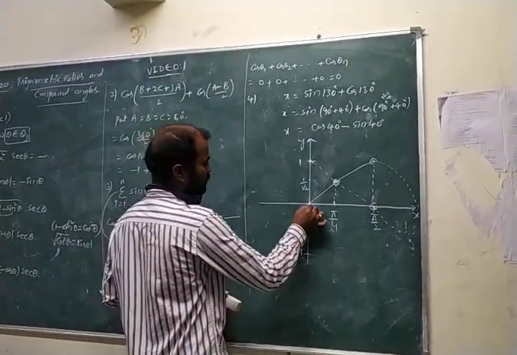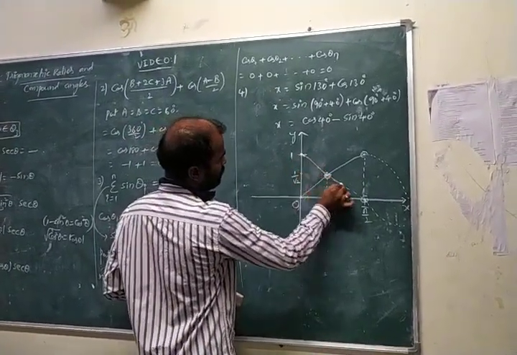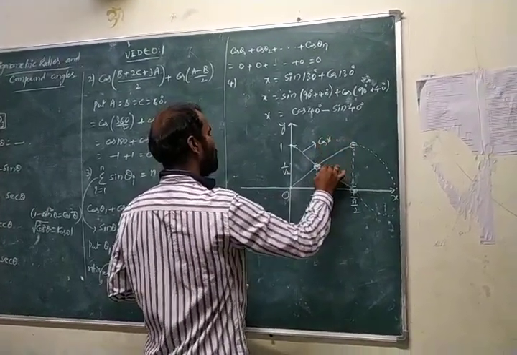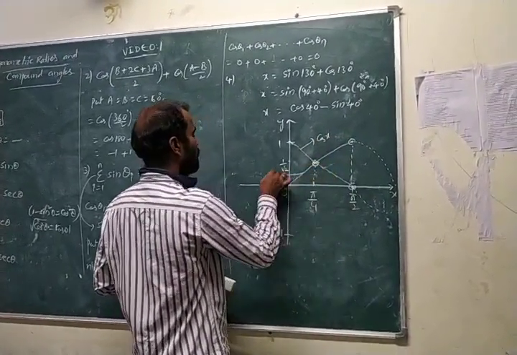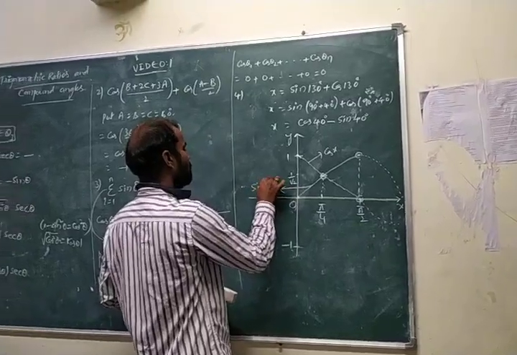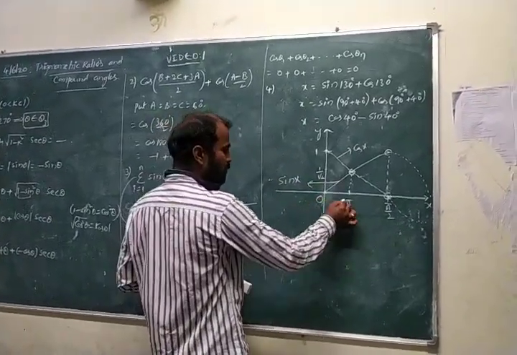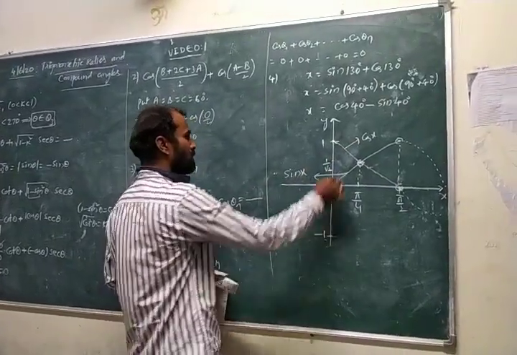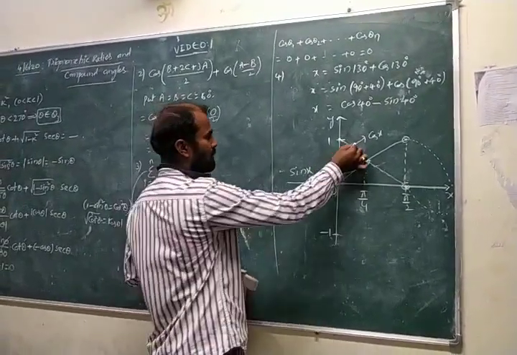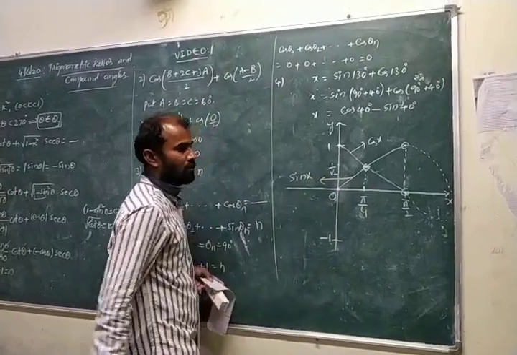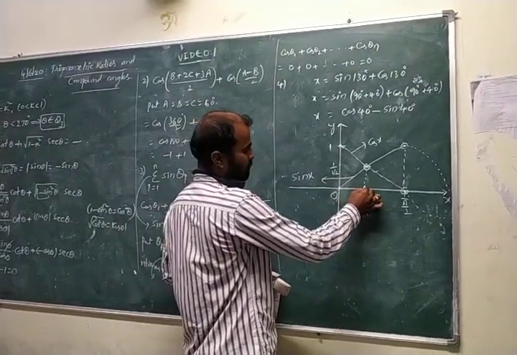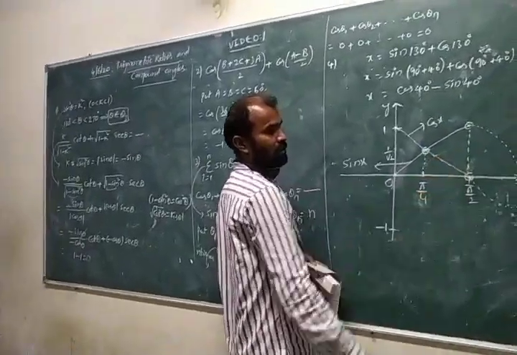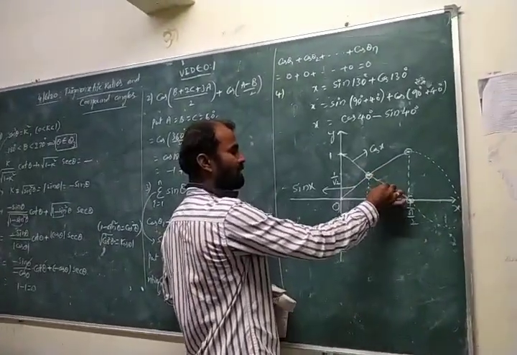Now from 0 to 45, this is the cos x graph, and this is the sin x graph. From 0 to 45, the cos x graph is above the sin x graph. That means cos x is greater than sin x. And for 45 to 90, the sin x graph is above the cos x graph. So sin is greater than cos.